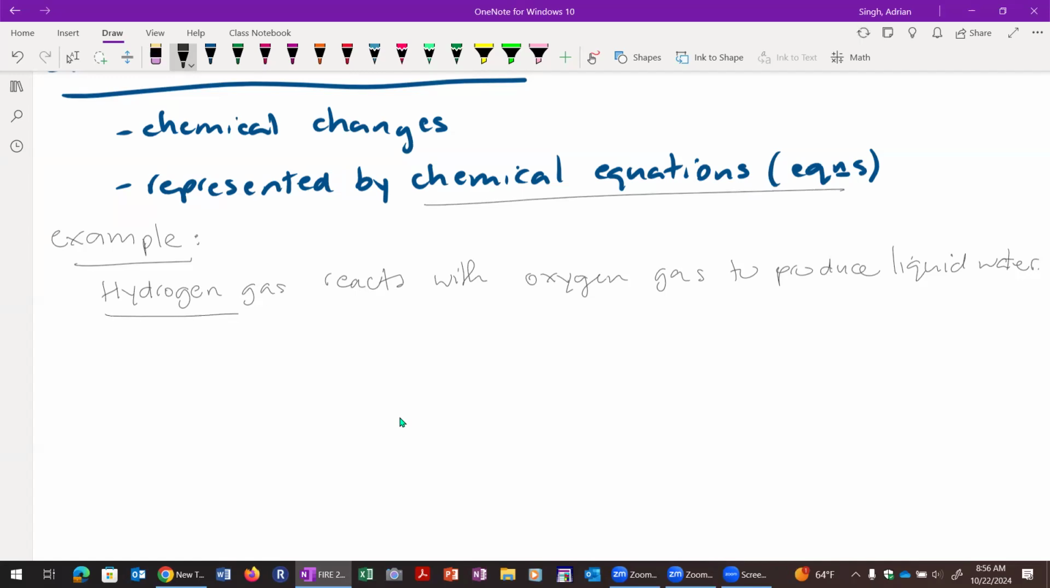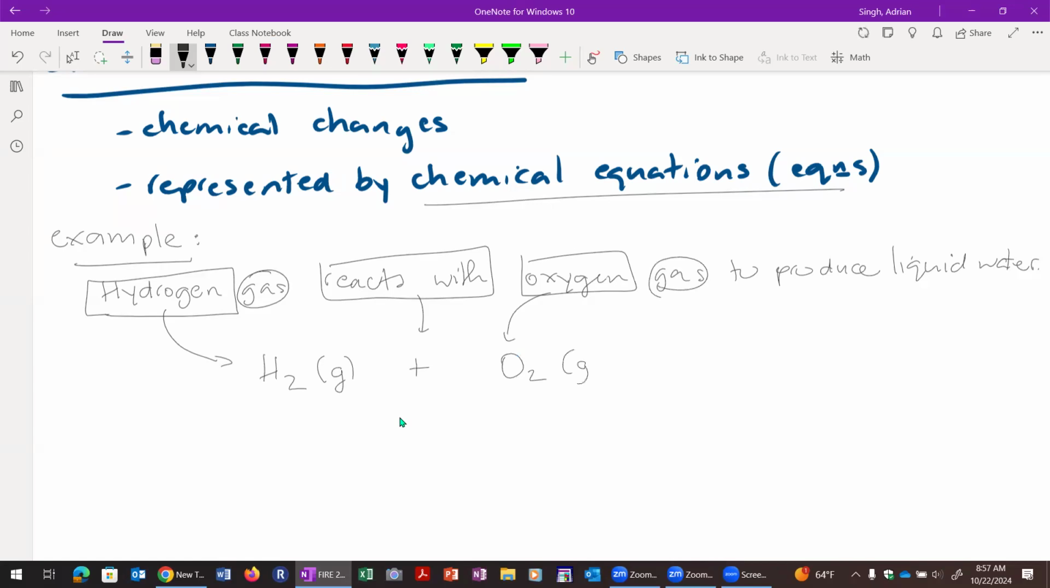So hydrogen gas. Based on what we talked about previously, hydrogen exists as a diatomic molecule, so it's H2. And as a gas, to show the physical state of this particular thing, we use g, lowercase g in parentheses. So H2(g) means hydrogen gas, and then reacts with, we use a plus sign to represent that. So that means reacting with, and then oxygen gas, we know oxygen is also a diatomic molecule, so it's O2, and for gas, we use (g) to represent the physical state.